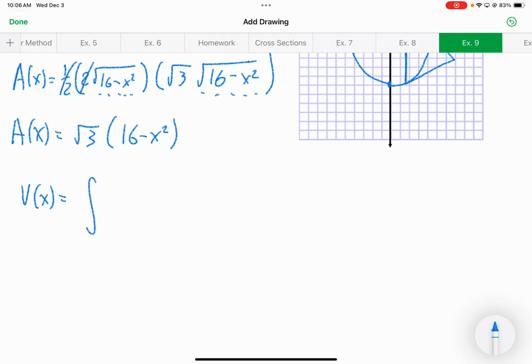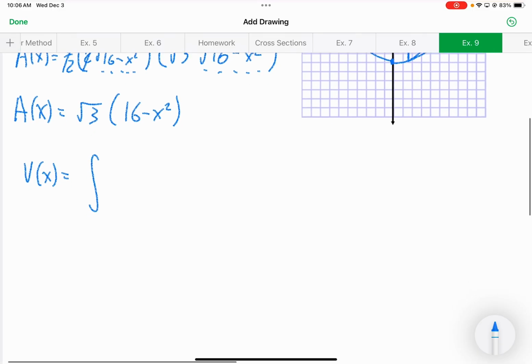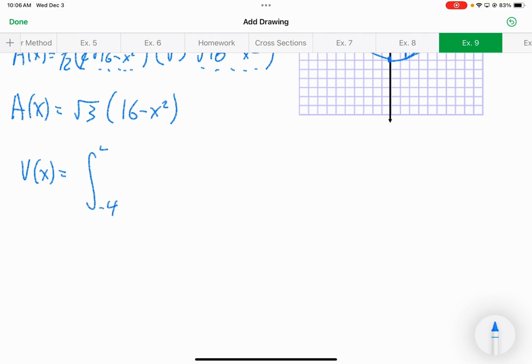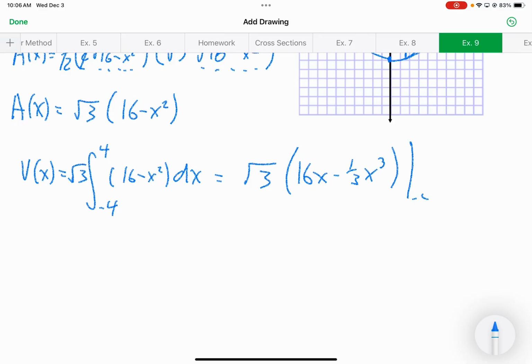All right. So our limits, I'm just not going to give an answer, are -4 to 4. The square root of 3 I'm going to put out in front. And then I'm just going to integrate 16 minus x squared dx. Square root of 3 times 16x minus 1/3 x cubed, evaluated from -4 to 4.